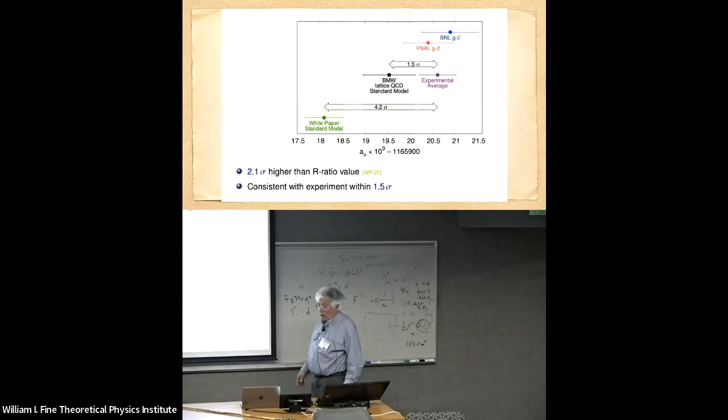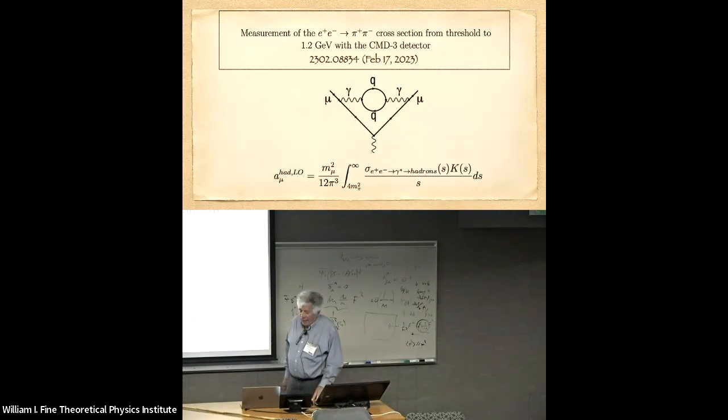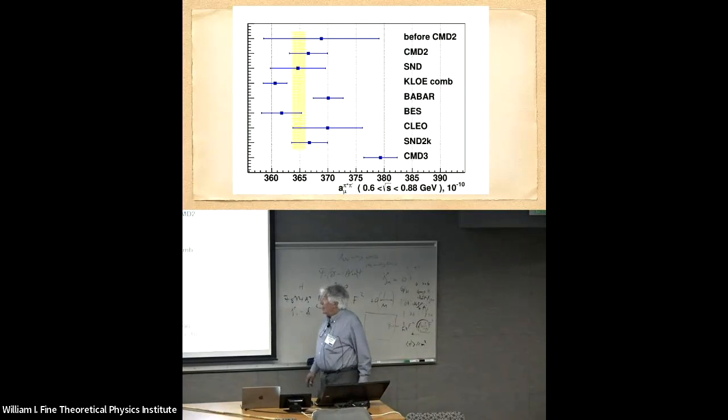What was more recent this year is a new measurement from Novosibirsk, a paper of February 17. It is the same people who measured e plus e minus to hadrons before: CMD-2, the director, and some others. Here mu is (g minus 2)/2, which is just an integration of the observable cross section with a known kernel function. Here is their statement.